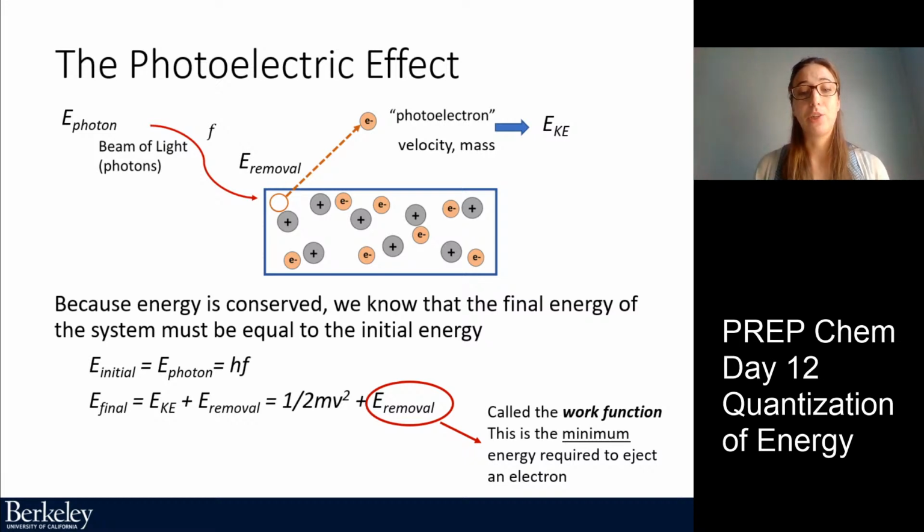So that means that if you don't have enough energy to remove the electron, you won't ever be able to eject an electron. We'll go through some examples to hopefully clear up some of these concepts, but the important takeaway is that from the photoelectric effect, we can write different quantities of energy and use that to learn about the system.